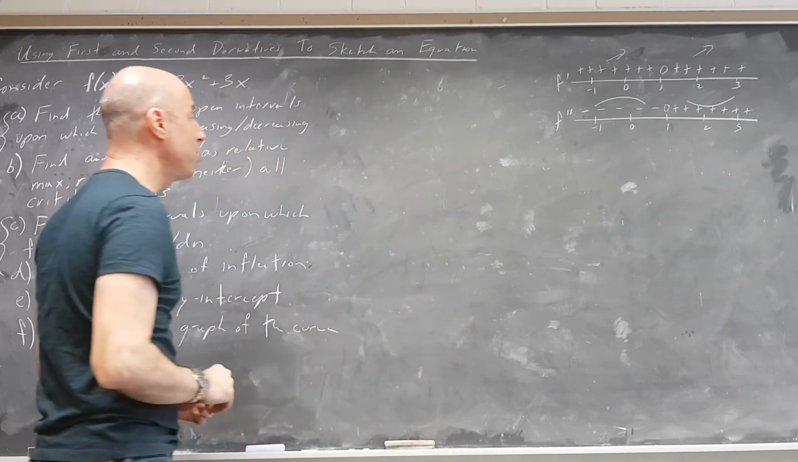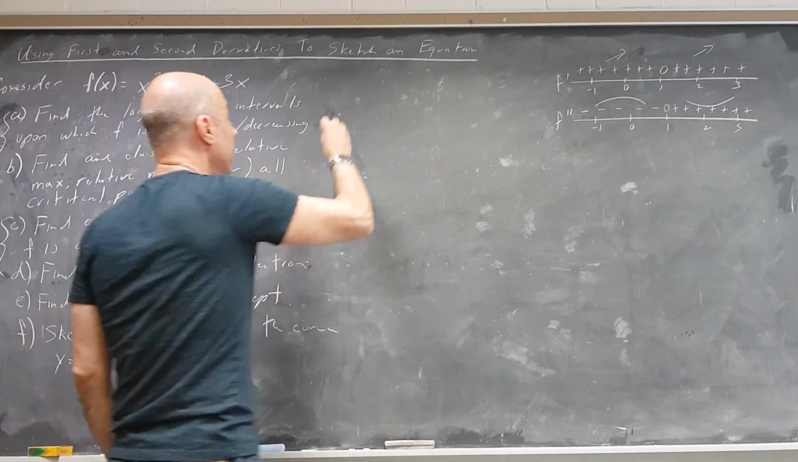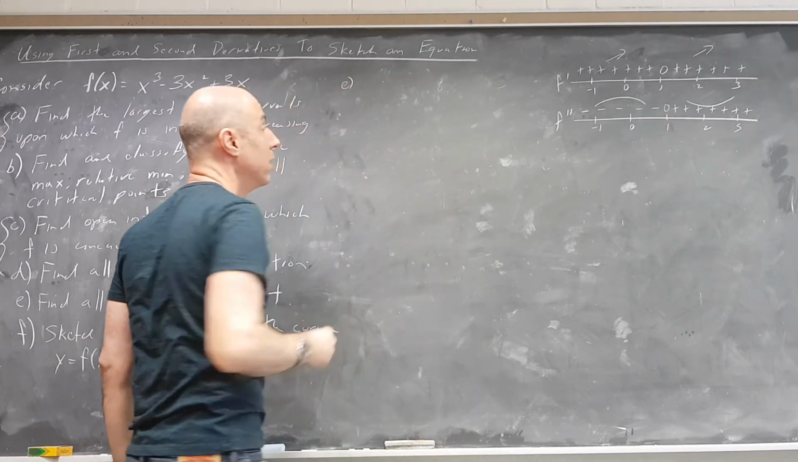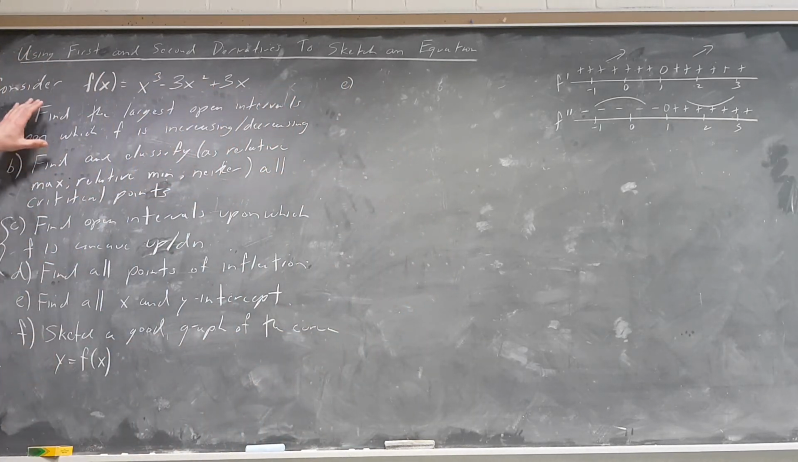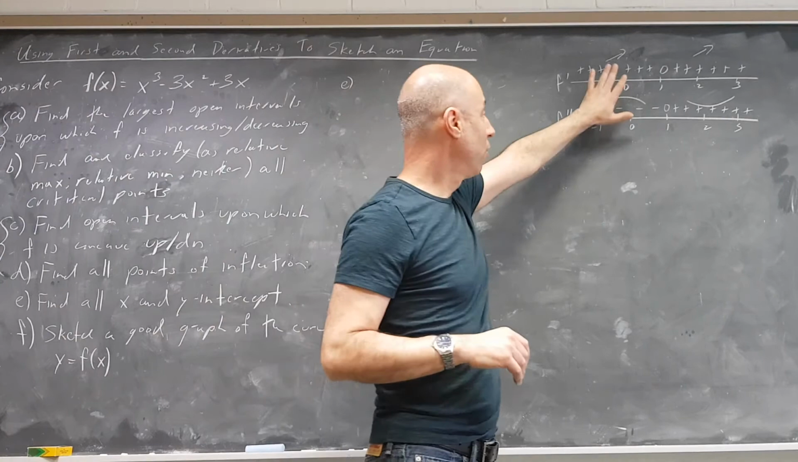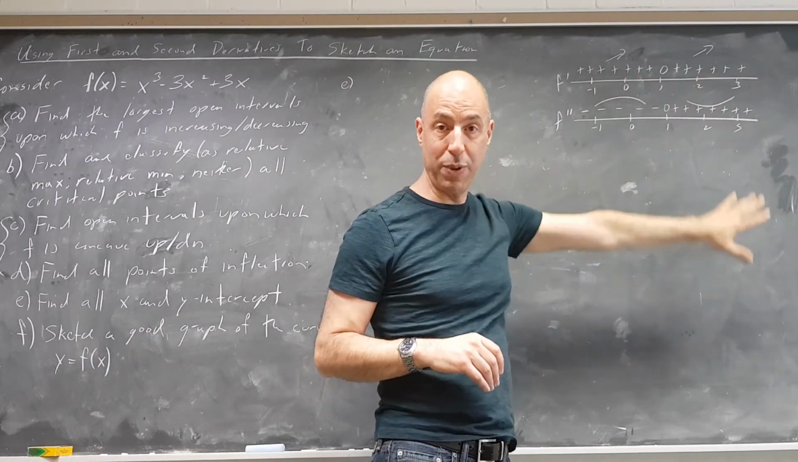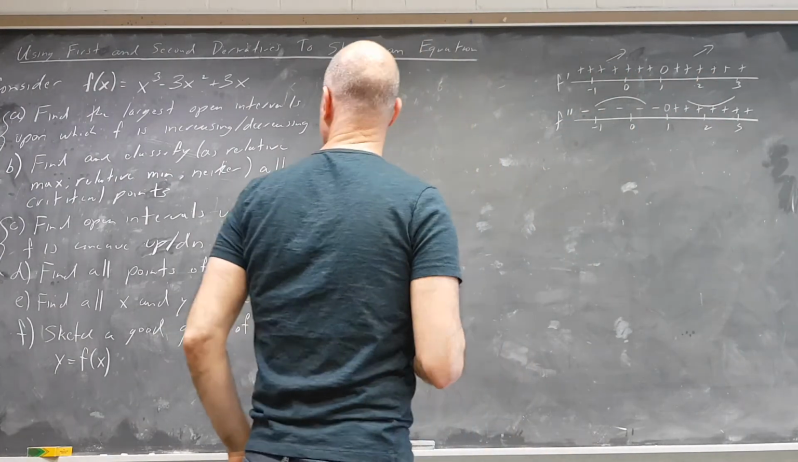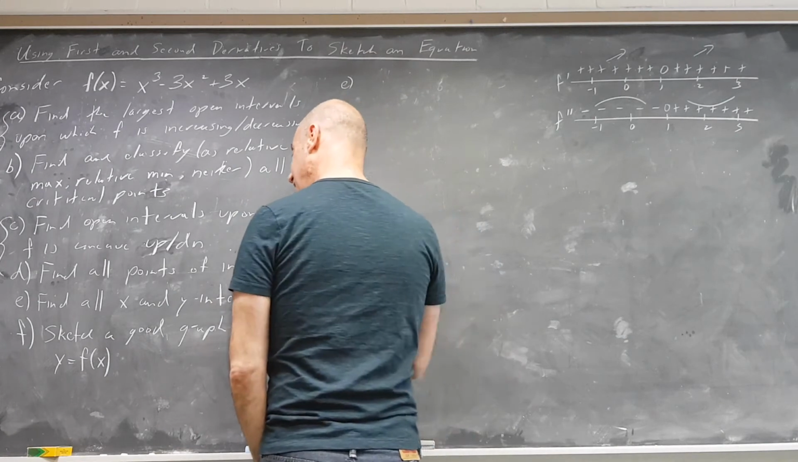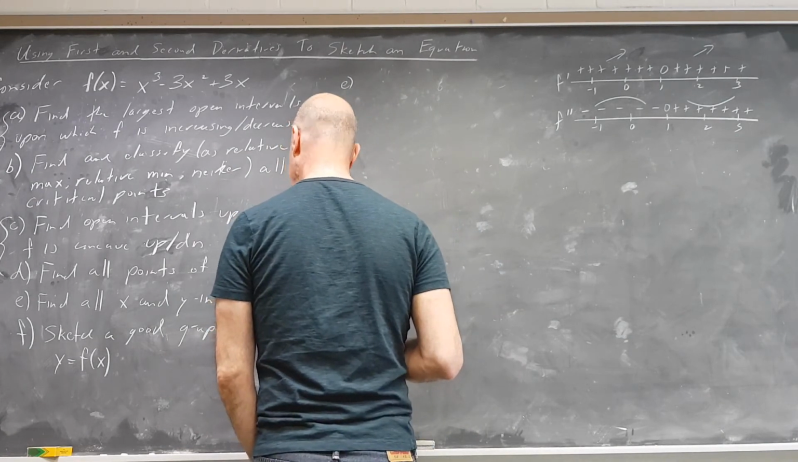Let's go ahead and do the work for E. So we haven't actually written down our answers for A and B and C and D yet. We'll do that at the end. We'll finish E and F. F will be our picture, and then we'll copy down our answers for A, B, C, and D. They're all basically right in this information we have right here, and we'll be able to see it on our picture too. So for E, find all x and y intercepts.